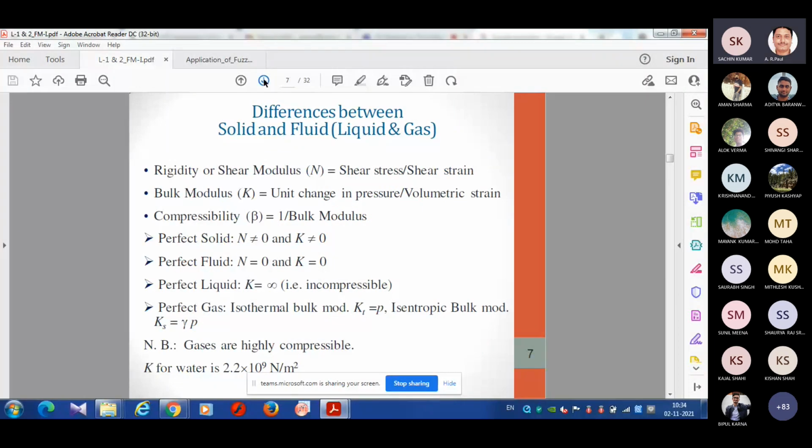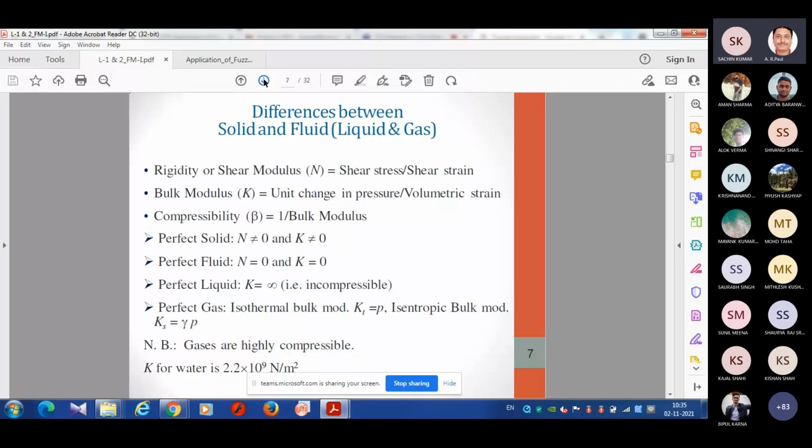So you see the rigidity or shear modulus expression. Here rigidity is denoted by N. This portion of the discussion is taken from the book of F.M. White. Not in many books is the difference between solid, liquid, and gas presented in such a way. But I find this presentation very useful because we are engineers, so everything should be seen from an engineering aspect, like shear stress and shear strain. Then bulk modulus. We have studied these terminologies in engineering mechanics.